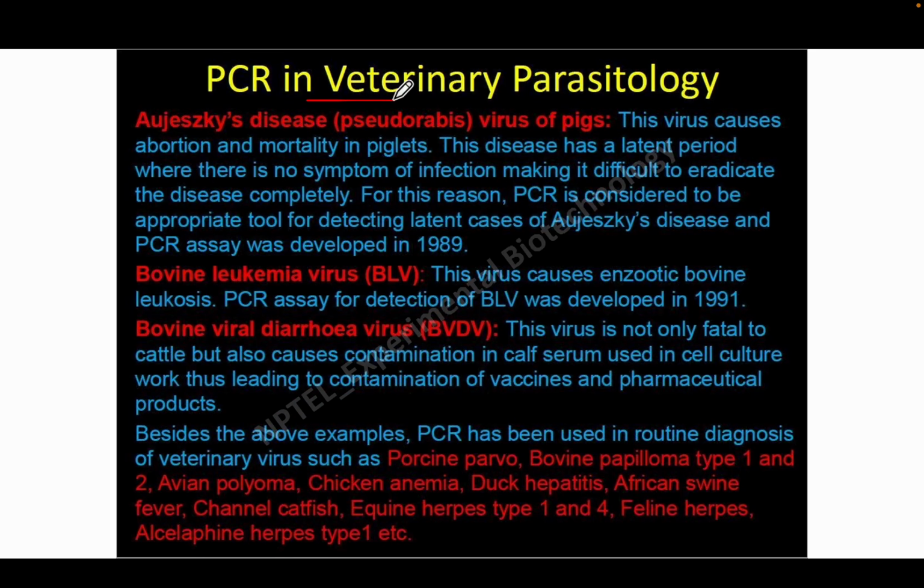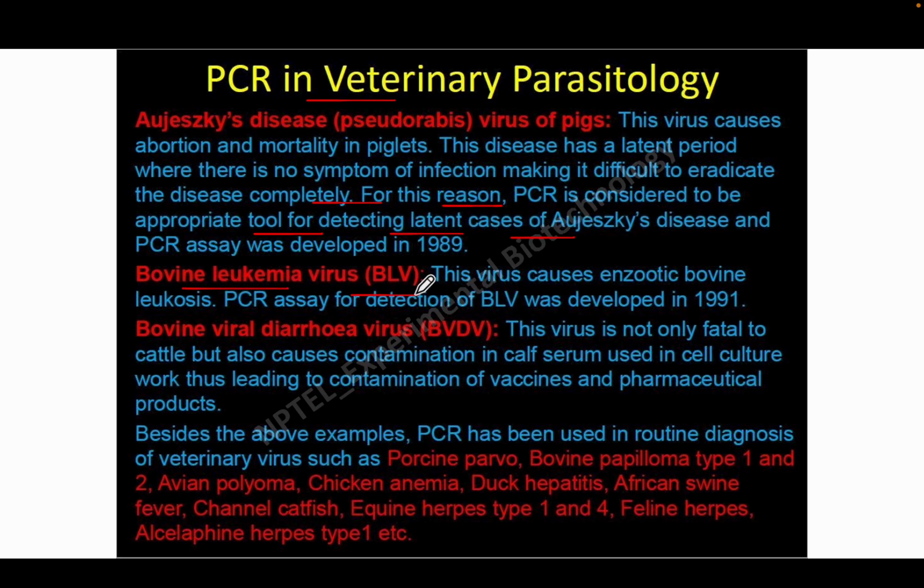PCR in veterinary parasitology. There is a disease, pseudorabies virus of pigs. The virus causes abortion and mortality in piglets. This disease has a latent period where there is no symptom of infection, making it difficult to eradicate the disease completely. For this reason, PCR is considered to be an appropriate tool for detecting latent cases.